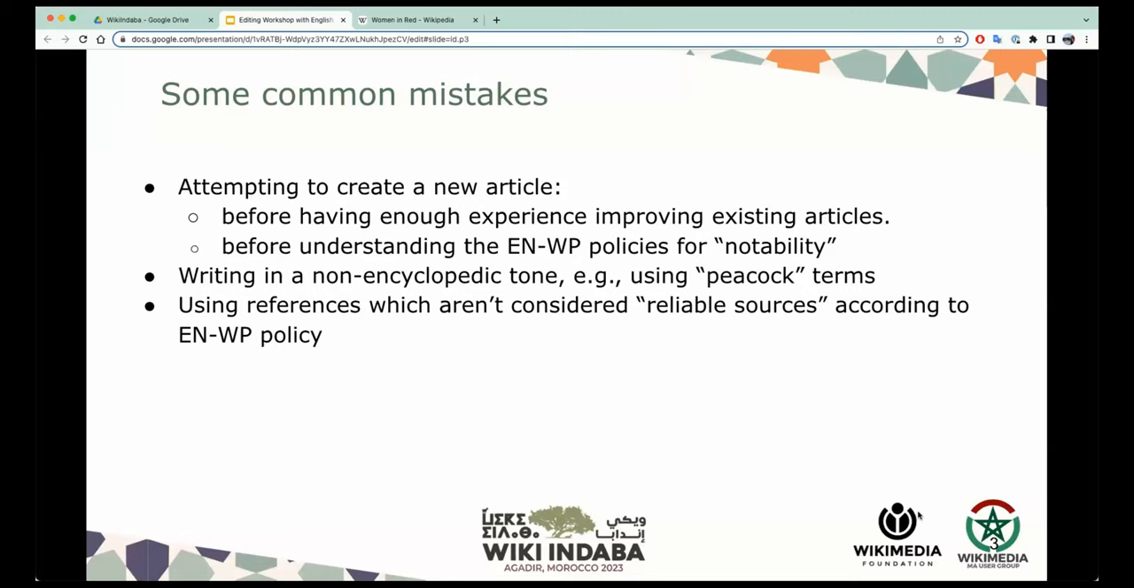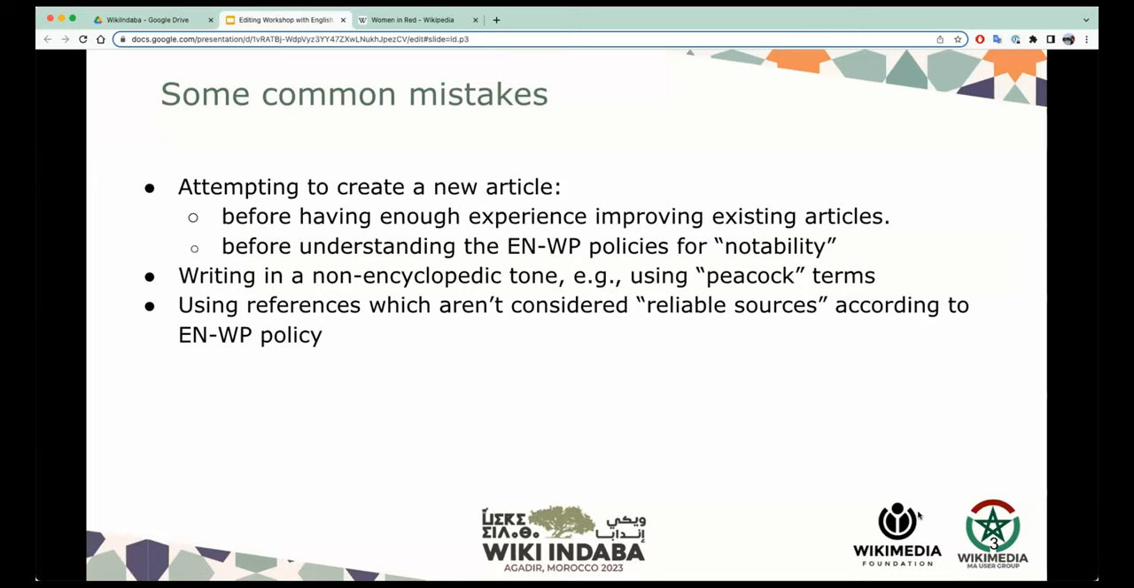So avoid using words that are, for example, Jane Doe, born in this year, died in this year, was a very famous writer from this particular country. Her grandfather was the most illustrious poet of the time. Things like most illustrious, we wouldn't need to include them. Okay? And then third bullet point, common mistake is using references which aren't considered reliable sources on English Wikipedia.